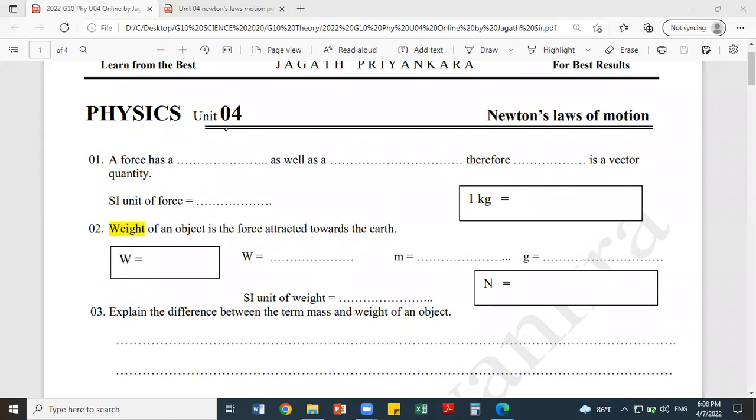Fourth lesson, physics. So we have done one more physics chapter under unit 2, motion in a straight line. That is also physics. This is the second unit under physics in your grade 10 syllabus. So, Newton's laws of motion, right?